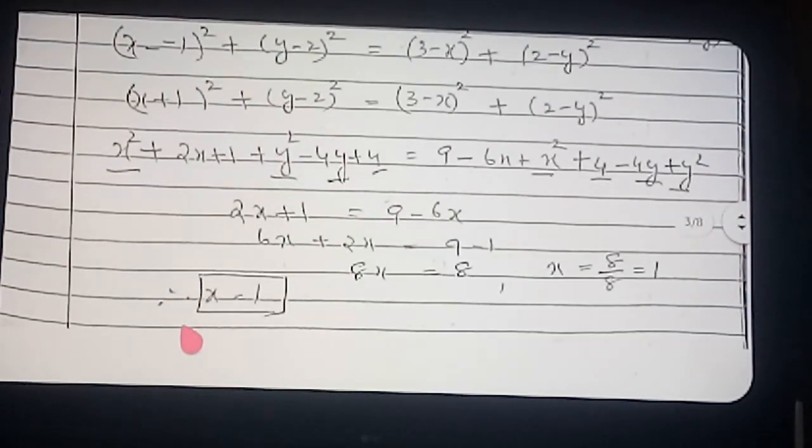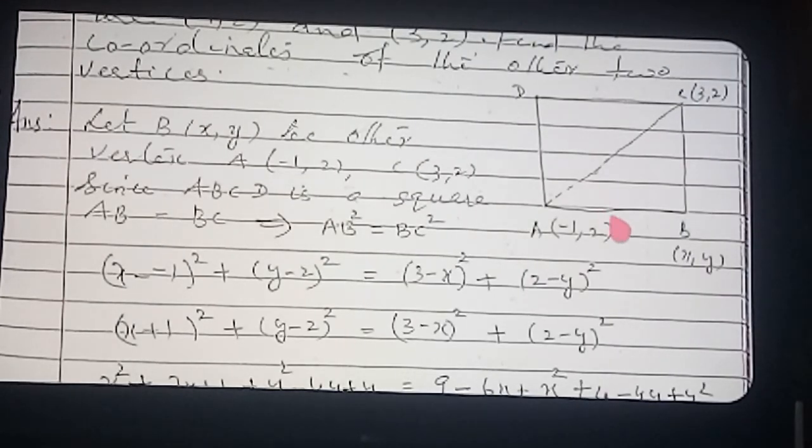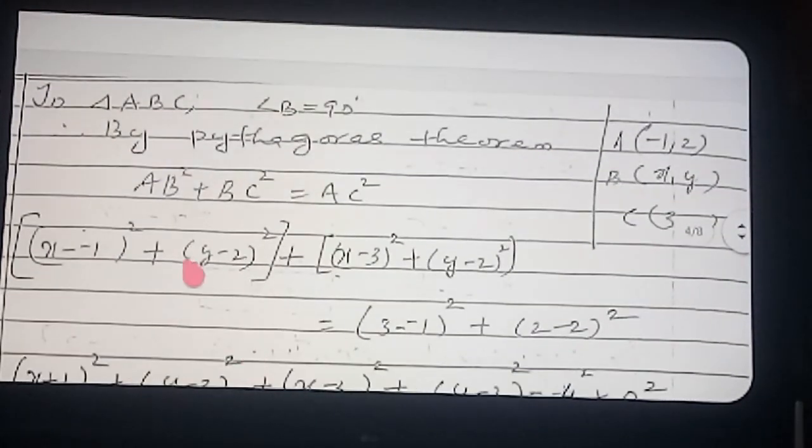Now you want to find the value of y. For finding y, you know that this is a square, therefore all the angles A, B, C, D are right angles. So if angle B is a right angle, you can apply the Pythagoras theorem: AB square plus BC square is equal to AC square. By applying that, we will find the value of y. See here.